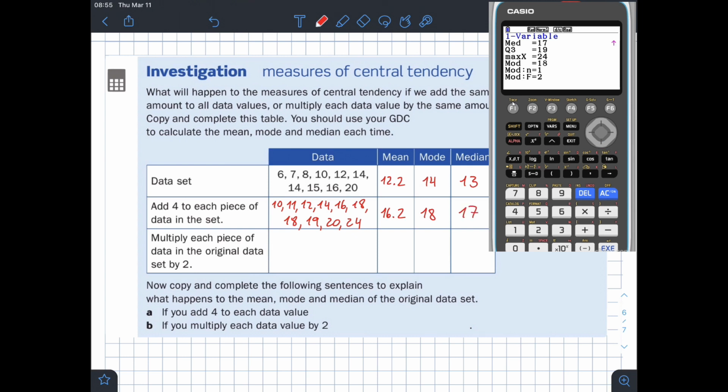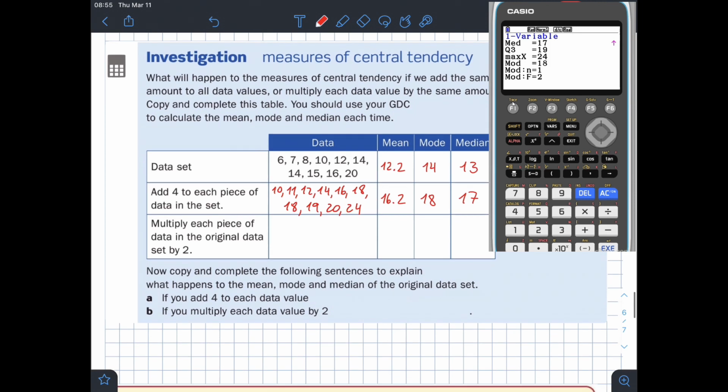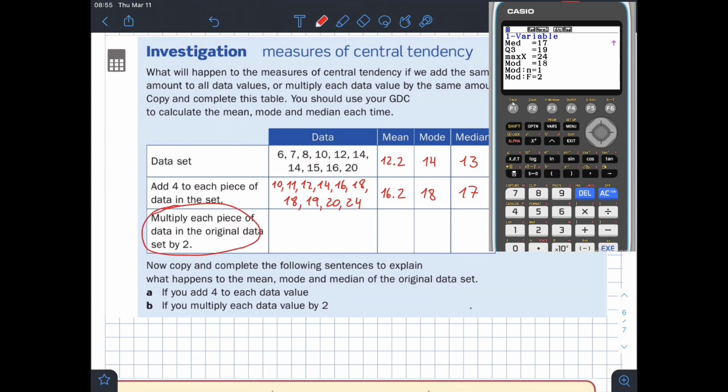So what do you notice? You see that all of these statistical measures also increased by 4, right? So that's our first property here. Now, then it says, multiply each piece of data in the original data set by 2. So we're going to multiply each of this by 2 and see what happens.